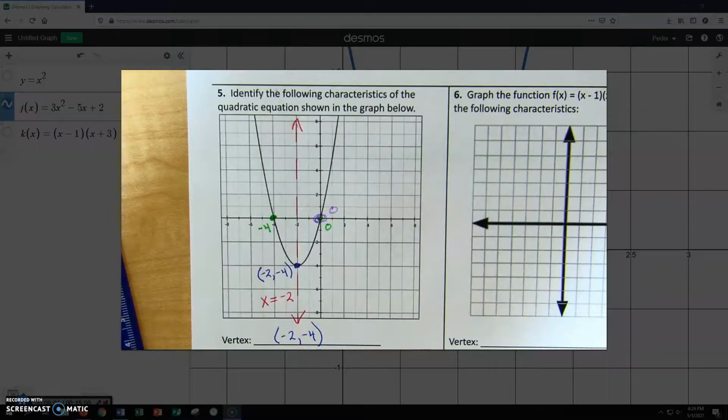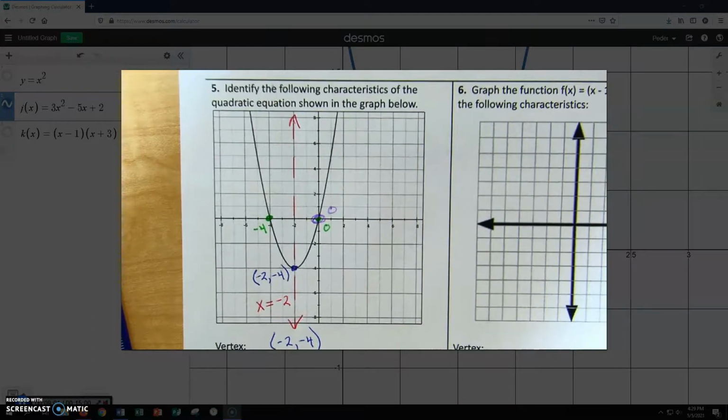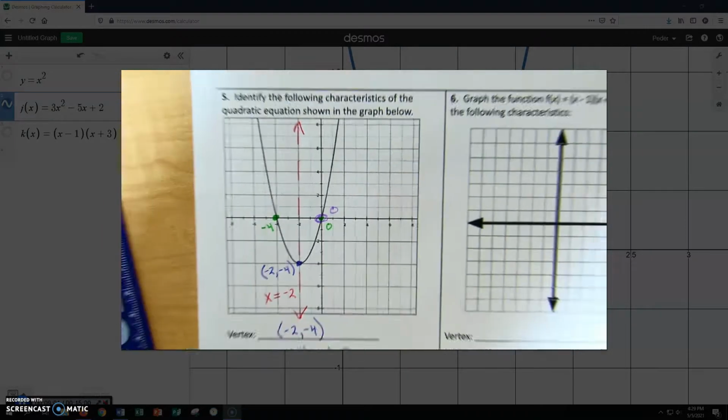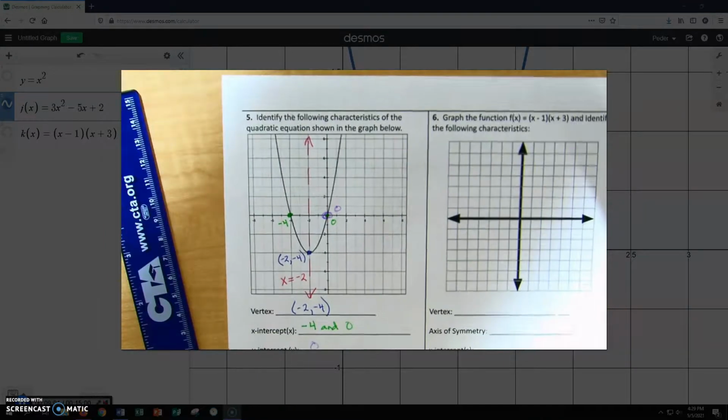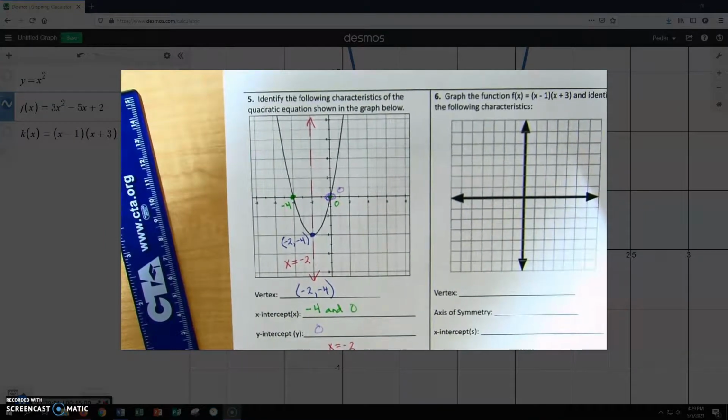Okay, so I put in some markings here. I put a red dashed line down the middle. That's called the axis of symmetry. And I also wrote what a point is right there, the vertex, -2, -4. And because the axis of symmetry has to go through that point, it's going to be the x value of the vertex. So it's x equals -2.